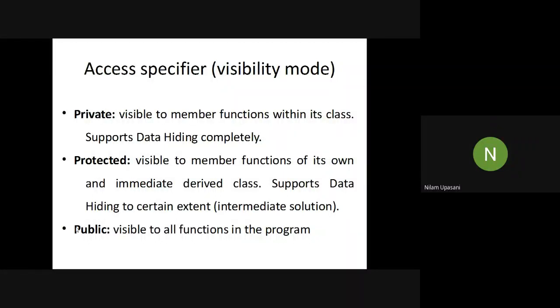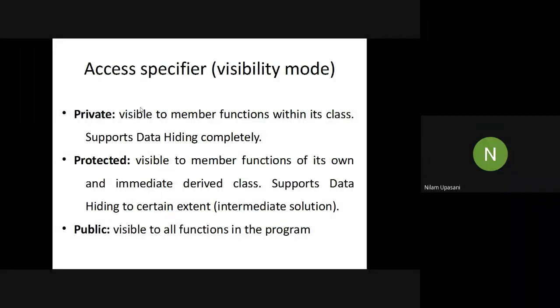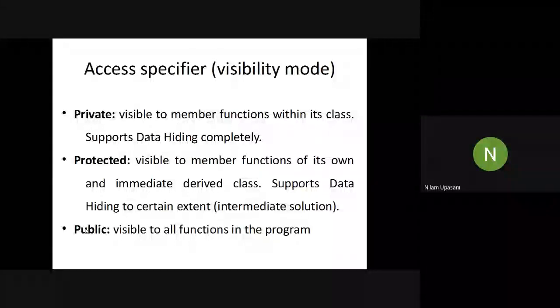Okay, whereas public doesn't support data hiding because these members are accessible to the entire, or you can say to all, the outside world. Okay, so private completely supports data hiding because these members will be accessible to only member functions. Public doesn't support data hiding because these members can be accessed by the outside world.